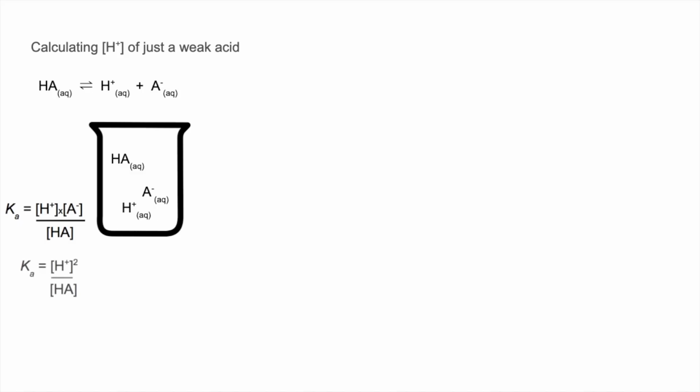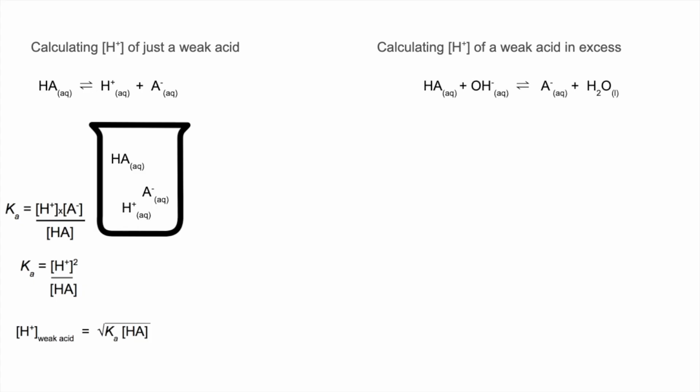So we get that, and then to get H plus it's the square root of Ka multiplied by the HA concentration. And if you can remember, the HA concentration we approximate to the original concentration of the acid due to the tiny amount of dissociation that takes place. Now the question that we're in the middle of at the moment is we're calculating the H plus concentration of a weak acid that's in excess from a reaction with a strong base. So we haven't just got this going on here, we've actually got this reaction's taken place.